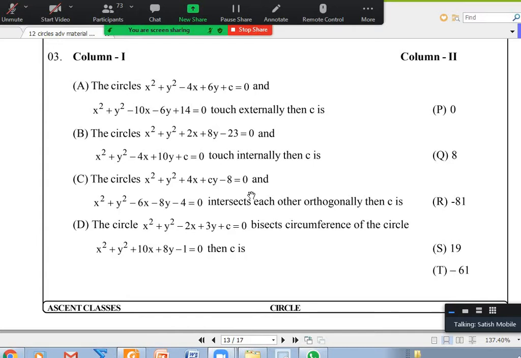Okay, so the first two questions are simple. C1C2 equals R1 plus R2 for touching externally, and for touching internally, C1C2 equals mod of R1 minus R2.